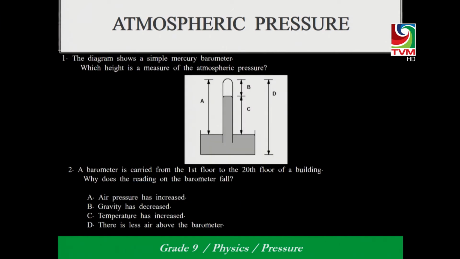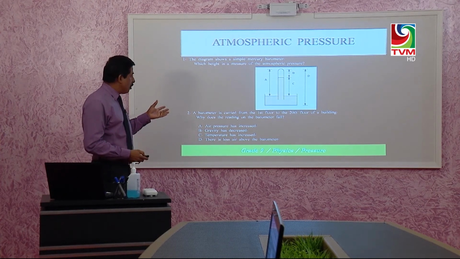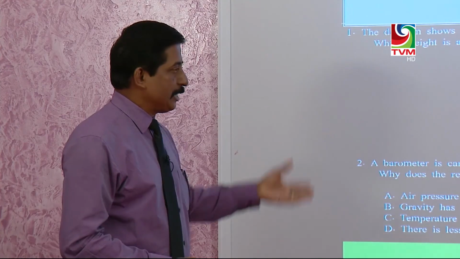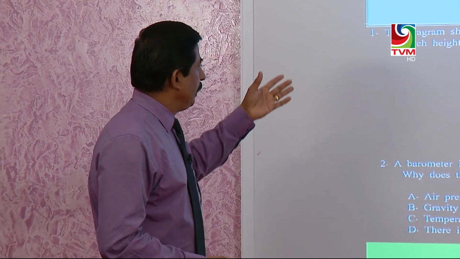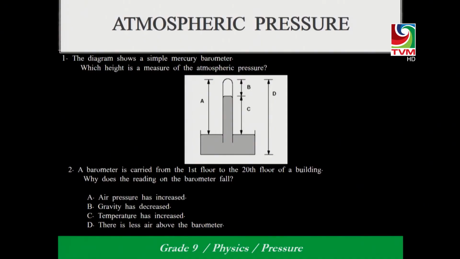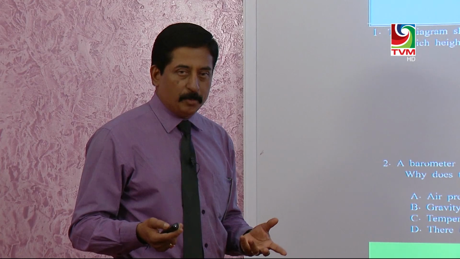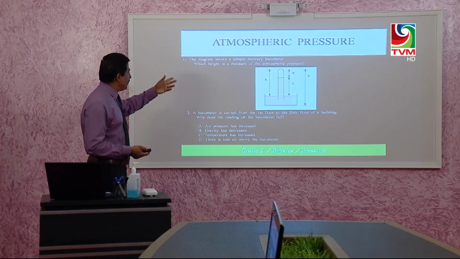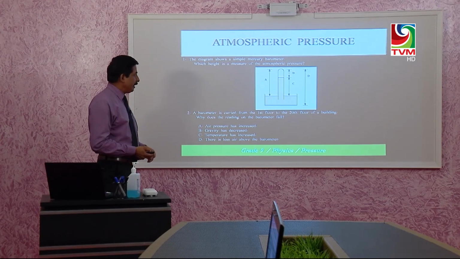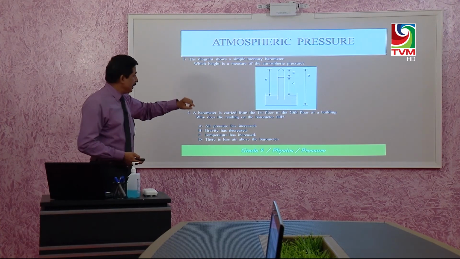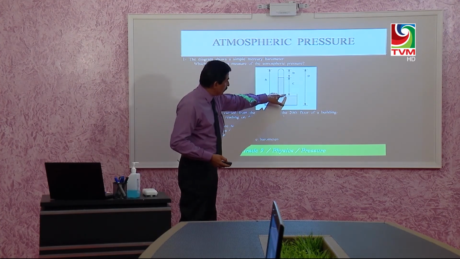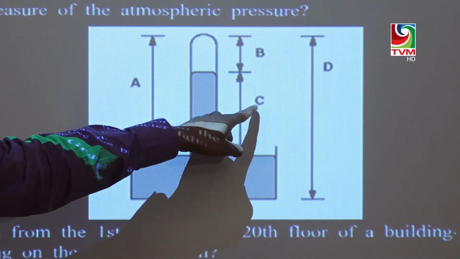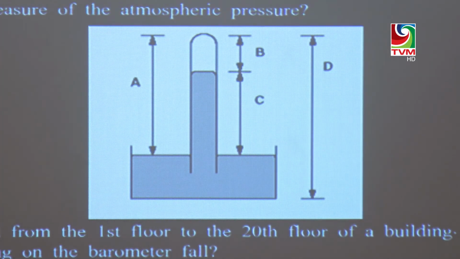I have taken some past paper questions from the past paper book. I am going to discuss some questions here. First question, the diagram shows a simple mercury barometer. You know what is the use of a barometer? It is used to measure atmospheric pressure. Which height is the measure of atmospheric pressure? Height C, from the surface to the top upper meniscus. So, this is the answer. All others are not correct.